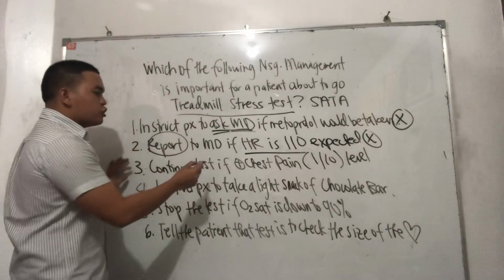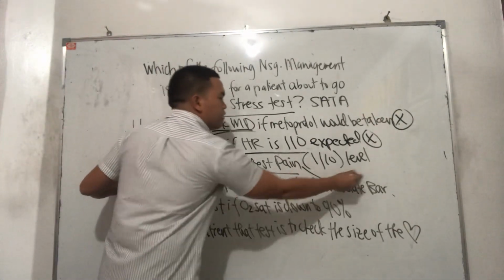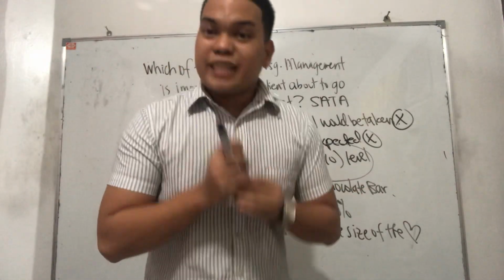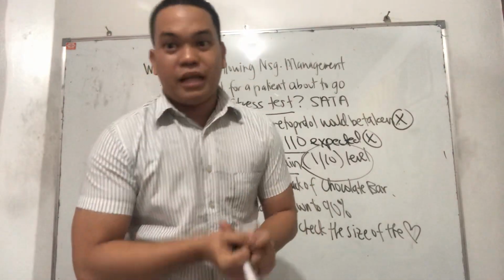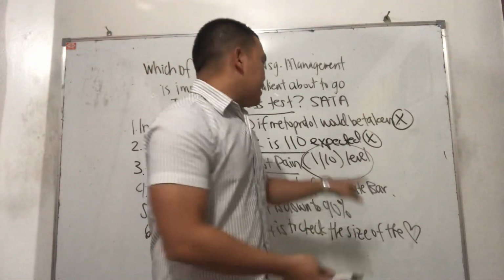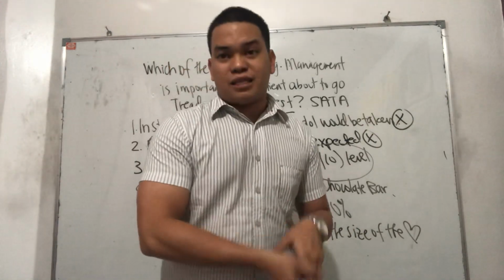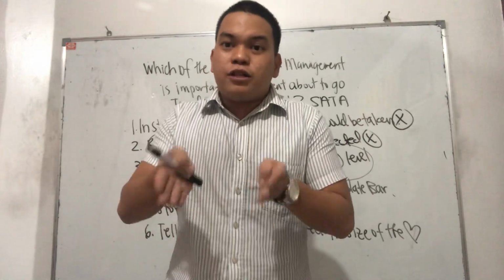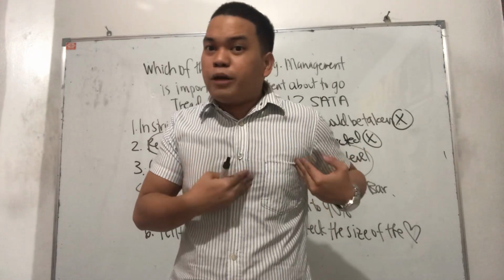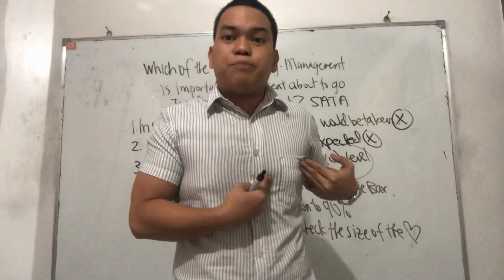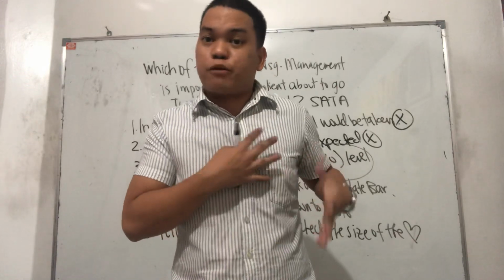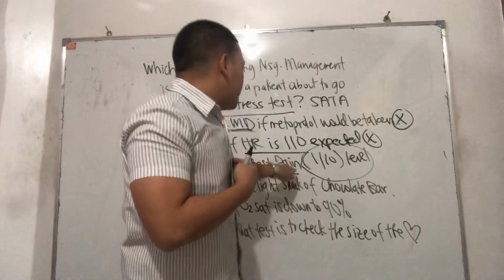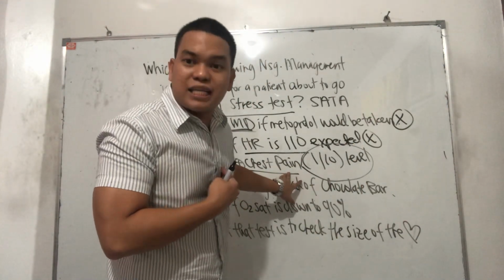Next, number 3. Continue the test if there's chest pain of a level of 1/10. Guys, even though it's 1 out of 10, chest pain is present. Therefore, if there's significant chest pain, this is one of the criteria for the doctor to stop the test. Why? If there's chest pain, there is difficulty of the heart. There is aerobic or anaerobic respiration. And chest pain is a sign that there is a problem in your perfusion status of the heart, meaning there is a problem in the oxygenation of the heart. Chest pain is a sign of myocardial ischemia.